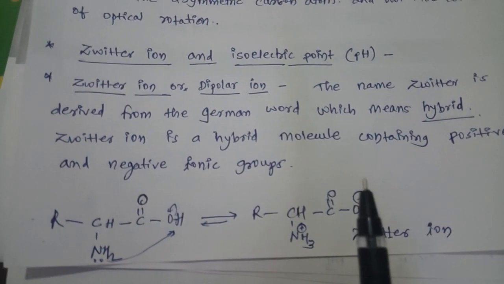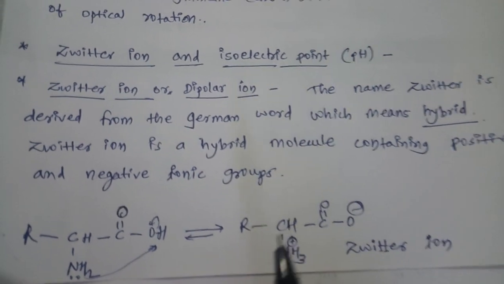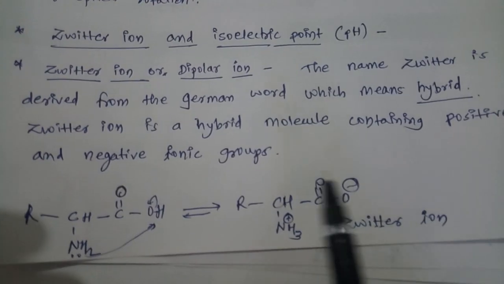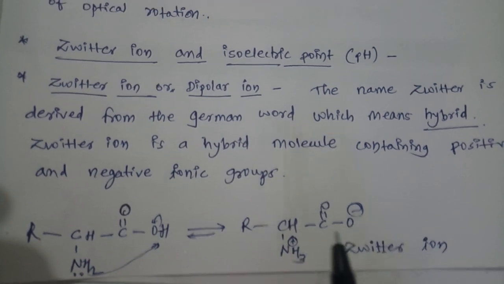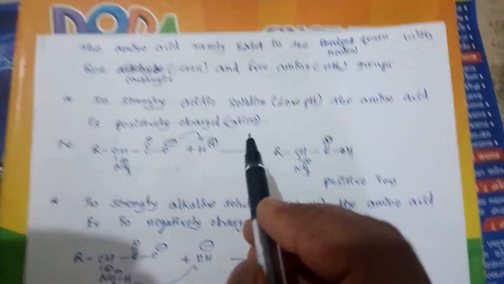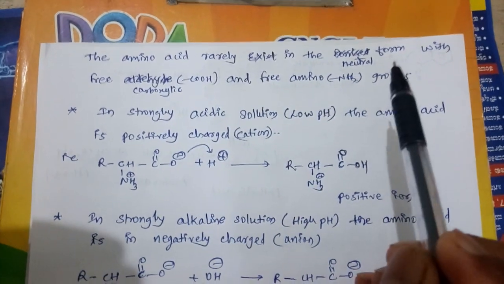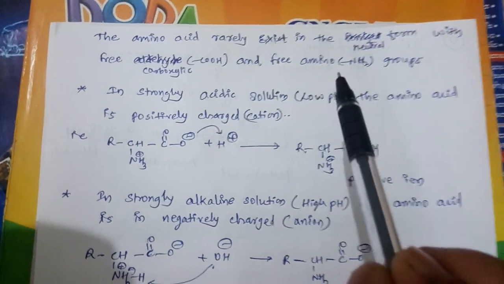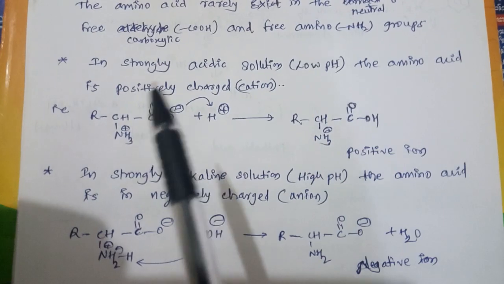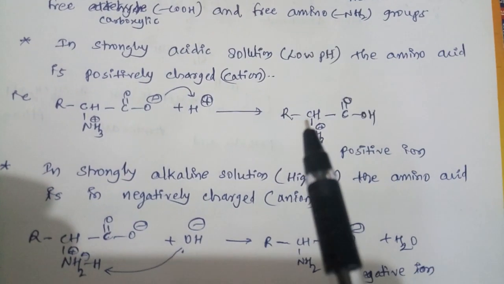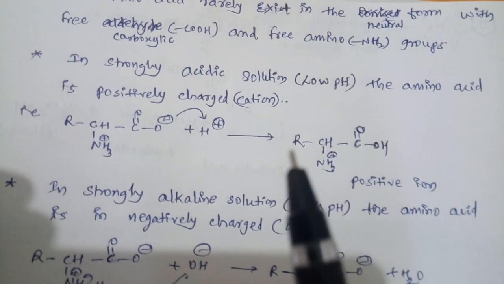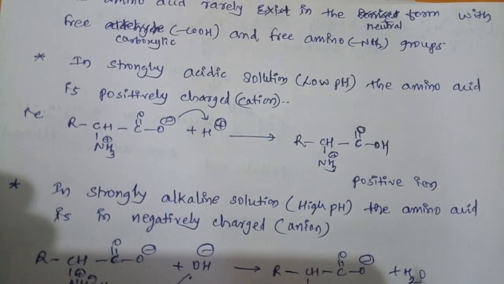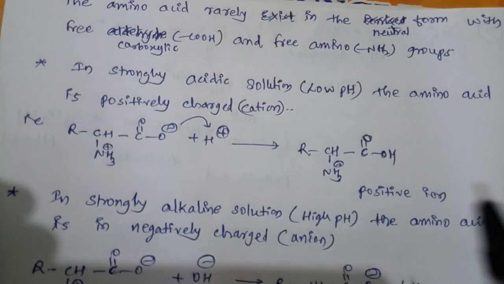It has both ionic groups, the positive ionic group as well as the negative ionic group. Even though it is neutral overall, it carries both the positive charge and the negative charge. As I said, the amino acid rarely exists in the neutral form with a free carboxylic group and a free amino group. Here, the pH range up to 7 is the acidic condition. At 7 it is neutral, and from 7 to 14 it is the basic, alkaline condition.